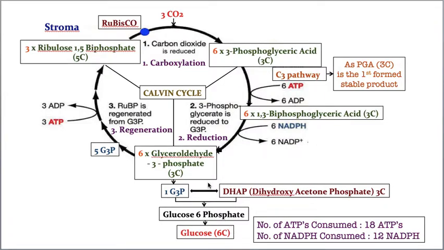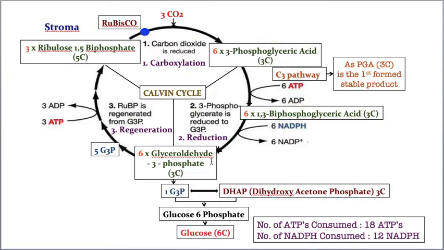Now for this, how many rotations chahiye? Twice. That means if you take 9 for one cycle, and for the second cycle another 9 is needed. That means 9 + 9 = 18. Understood na? So for one glucose molecule, in the first cycle 9, in the second cycle 9. 9 + 9 कितना होता है? 18. So number of ATPs consumed are 18.